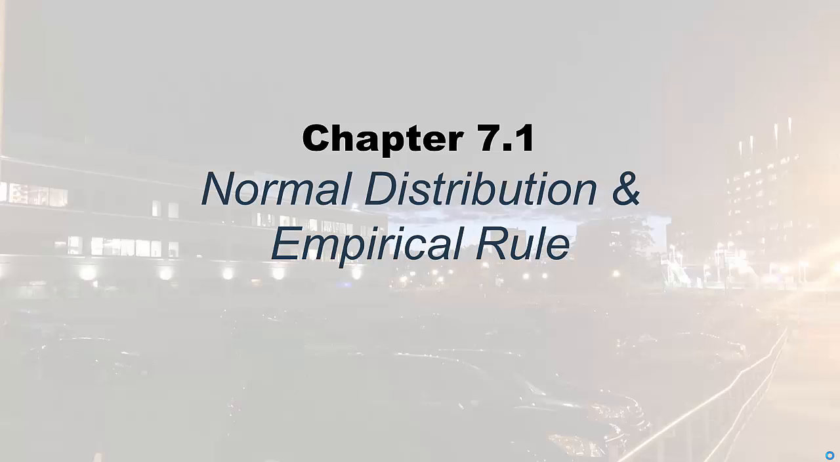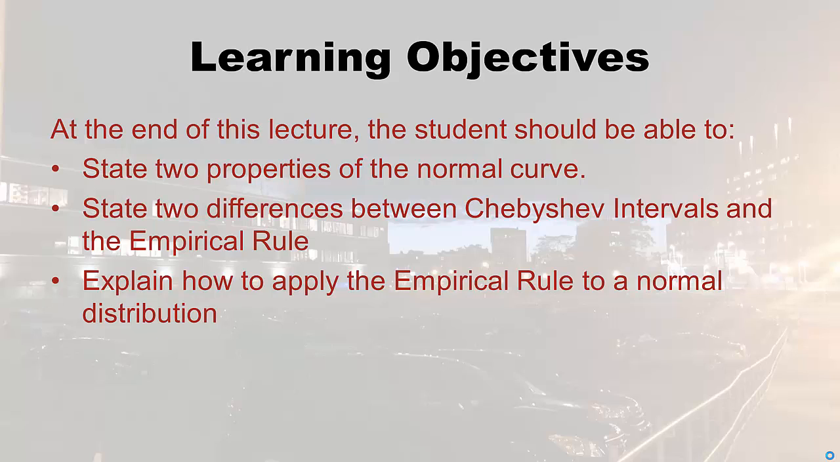I broke up Chapter 7 into bite-sized pieces, and we're going to start with Chapter 7.1, talking about the normal distribution and the empirical rule. So here are your learning objectives for this lecture. At the end of this lecture, you should be able to state two properties of the normal curve, state two differences between Chebyshev intervals and the empirical rule, and explain how to apply the empirical rule to a normal distribution.